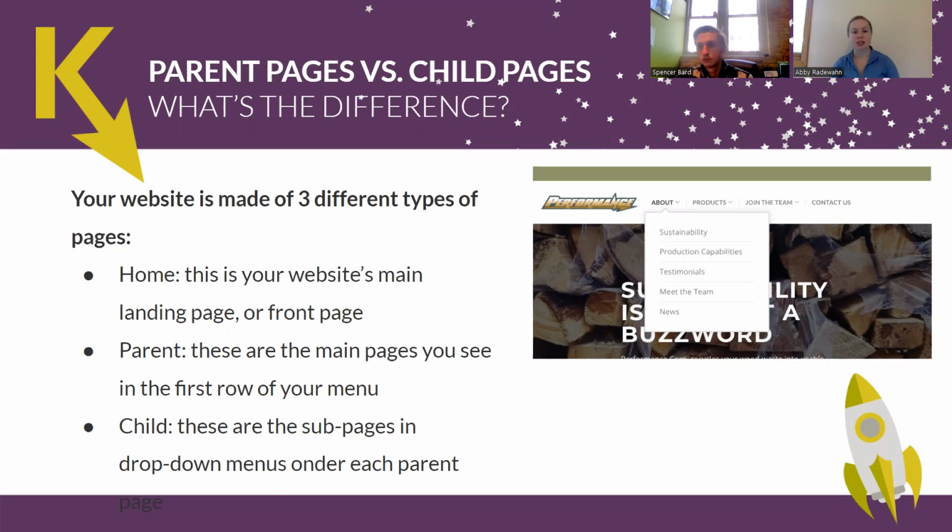Next are parent pages. These are the main pages you see in your navigation. In the example I provided, the parent pages are about, products, join the team, and contact us. Then there are the child pages. These are the subpages in each drop-down menu under the parent pages. Under the about parent page, the child pages are sustainability, production capabilities, testimonials, meet the team, and news. This is an easy way to categorize your pages, just like Spencer was just talking about, so that users have an easier time finding information on your site.